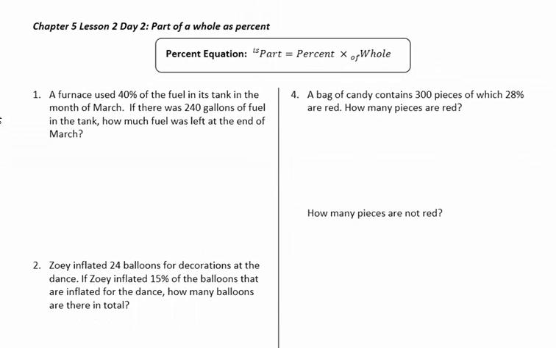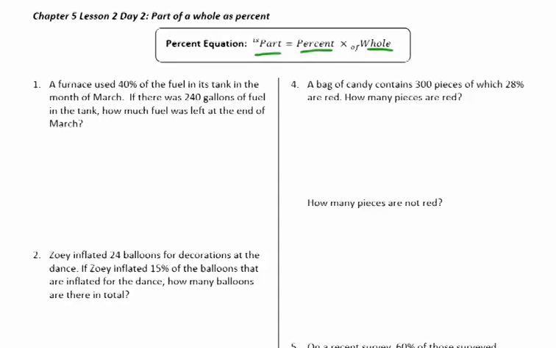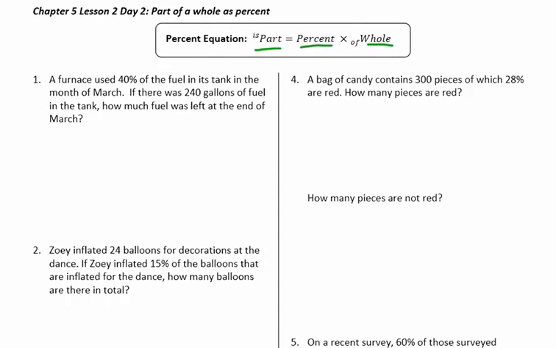Chapter 5, Lesson 2, Day 2. So this is the second day of doing this. All we really need to do in these questions is to pick apart the question and find the part, the percent, and the whole, and set it up into the percent equation, and then we just solve for what's missing. So if we can read the question, comprehend what it tells us, and pick it apart, we're in good shape.